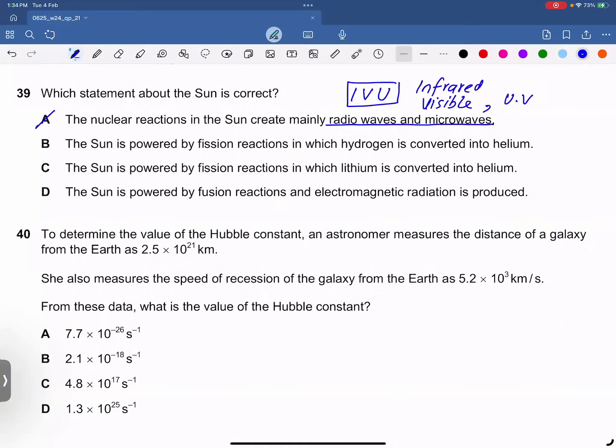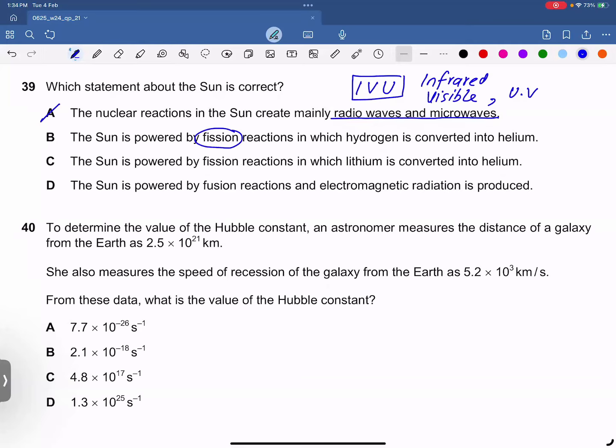Now let's go for option B. Sun is powered by fission? No. Sun is powered by fusion. Option C, sun is powered by fission? No. It is fusion of hydrogen. Also wrong. Option D, the sun is powered by fusion? Yes. And electromagnetic radiation is produced? Yes. Heat is produced. Heat is actually infrared, plus visible and ultraviolet. Mainly these radiations are produced. Others are with low intensity.